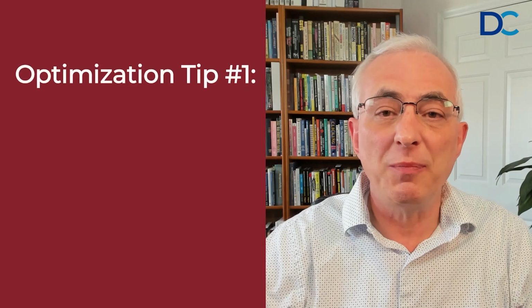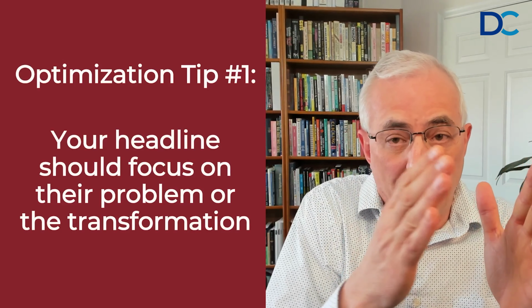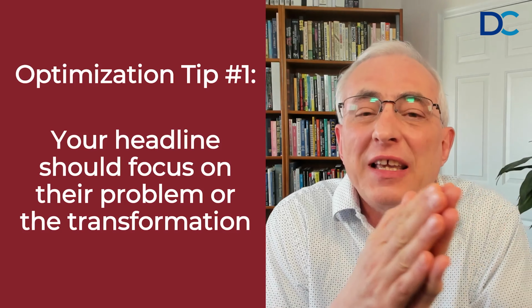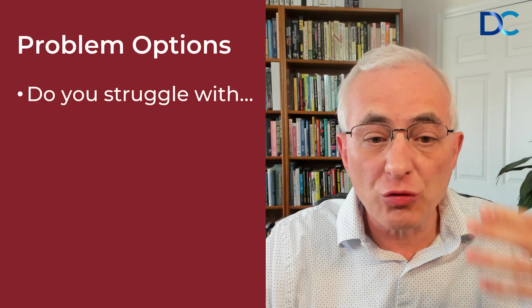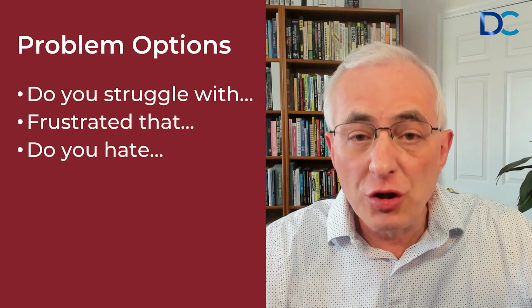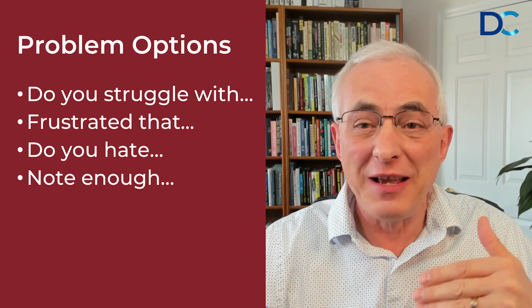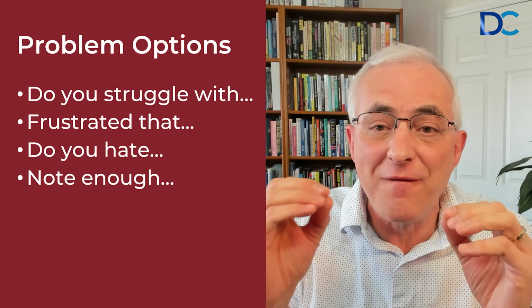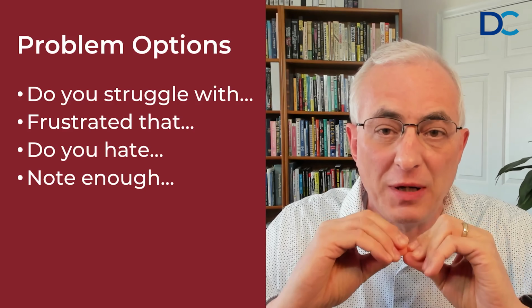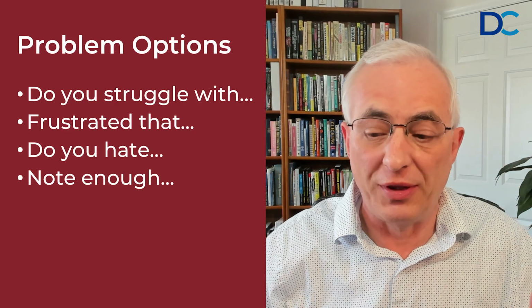So let's talk about optimization tip number 1. And that is, on that page, your headline should focus either on their problem, or if you can't figure out anything else, the transformation that you're helping them achieve. So problem options, things like, do you struggle with? Are you frustrated that? Do you hate? That should say not enough of something, okay? So these are all problem solution based pages. I find that problem solution based opt-in pages almost always outperform anything else that you can throw at them.